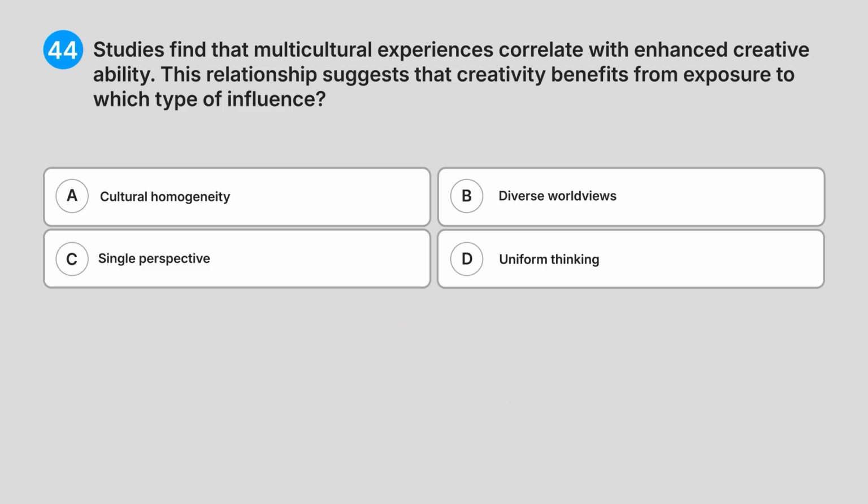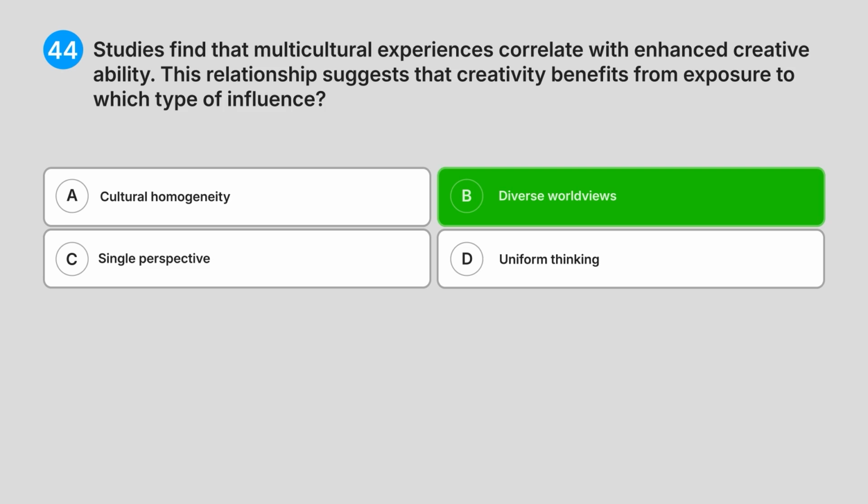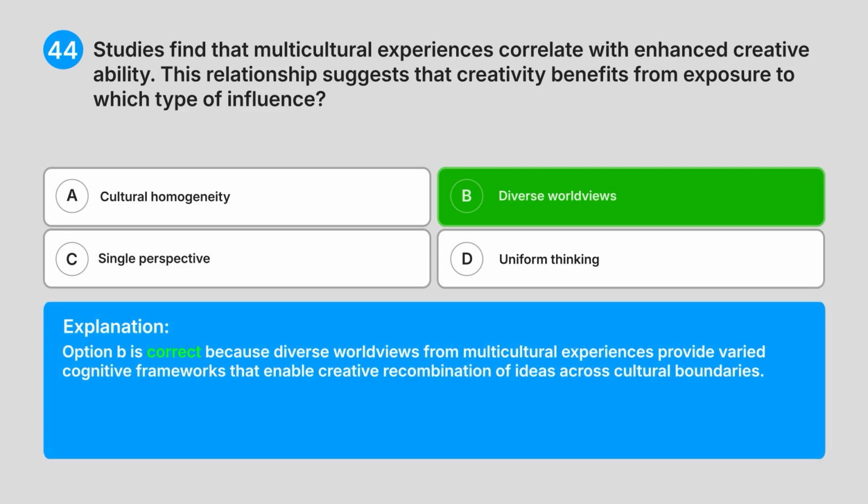Correct answer, B. Diverse worldviews. Explanation. Option B is correct because diverse worldviews from multicultural experiences provide varied cognitive frameworks that enable creative recombination of ideas across cultural boundaries.